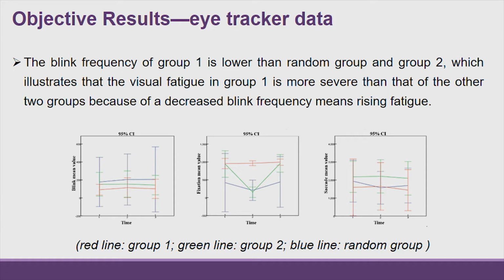And these are the eye tracker results. We can see from the first figure that the blink frequency of group 1, the right line, is lower than other groups. So it illustrates that the visual fatigue in group 1 is more severe than that of the other two groups, because a decreased blink frequency means rising fatigue. However, from the other two figures, we can't see any obvious trend.